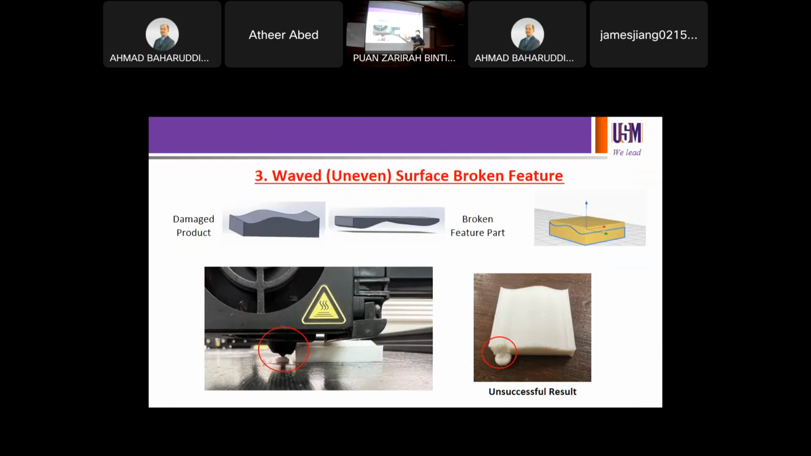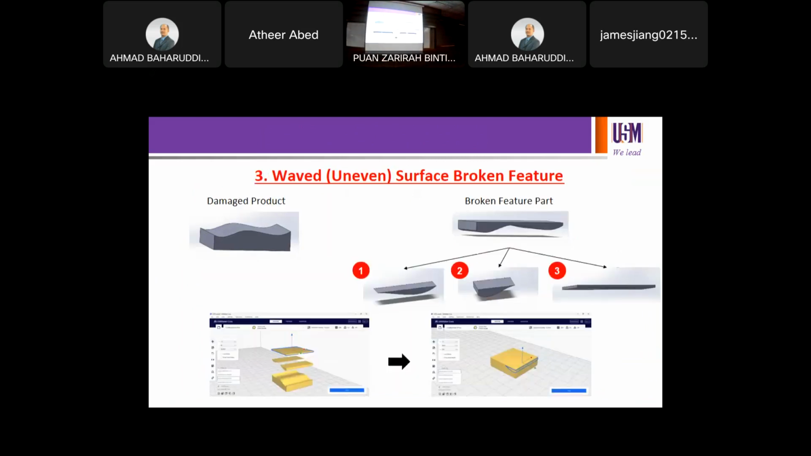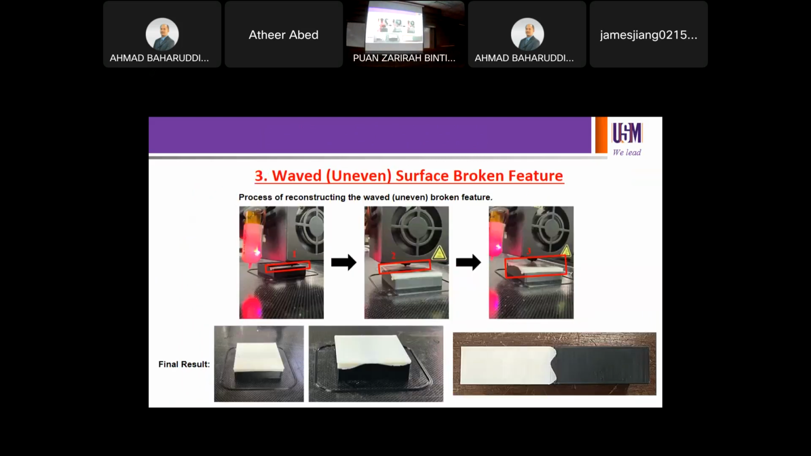But the result is not good. It's the same as this one. It will crash also. So I think maybe a 3D printer can help to reconstruct the problem feature, but it has a limitation, and it can only reconstruct a limited problem feature. That is my answer. Okay, thank you, a very good question actually.